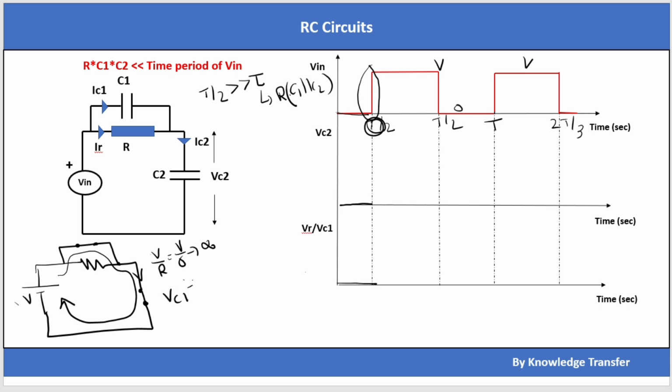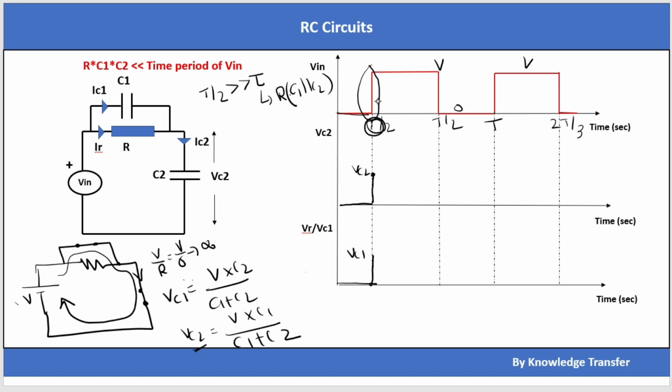Let's assume VC1 at t equal to 0. If I calculate, these two capacitors will come in series with Vin, so if I apply the voltage division rule, VC1 equals V into C2 divided by C1 plus C2, and in the same way VC2 equals V into C1 divided by C1 plus C2. Okay, so VC2 went to this voltage, this is VC2. In the same way, VC1 went to its voltage. Okay, this is till here.